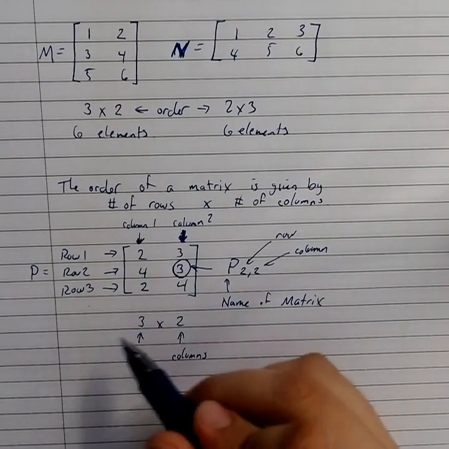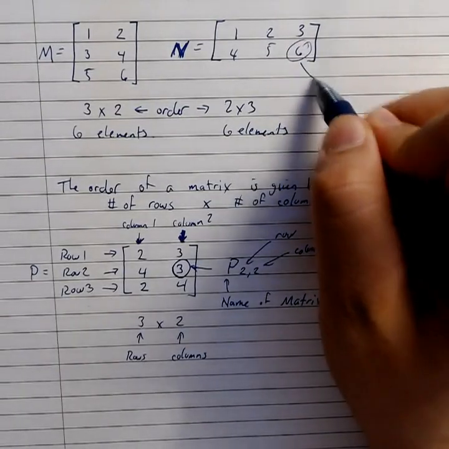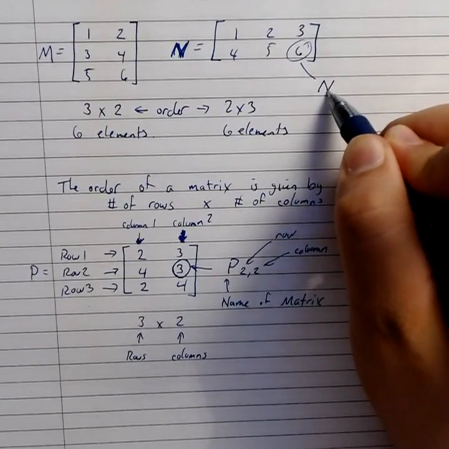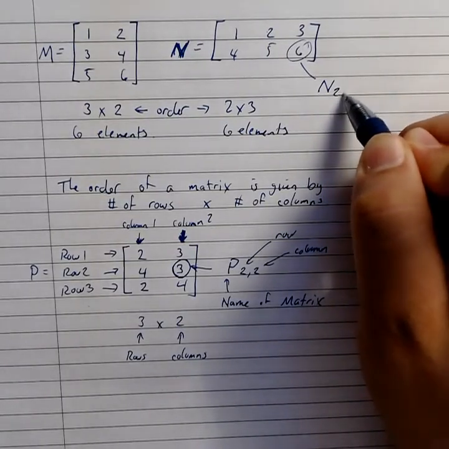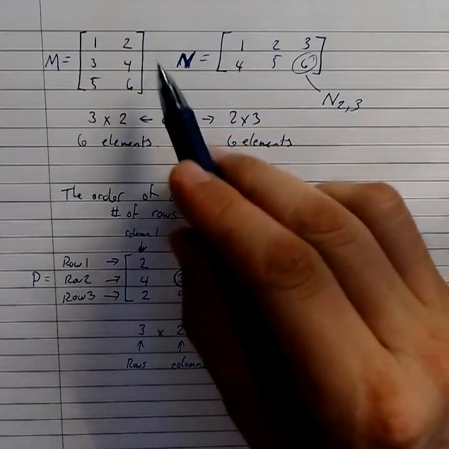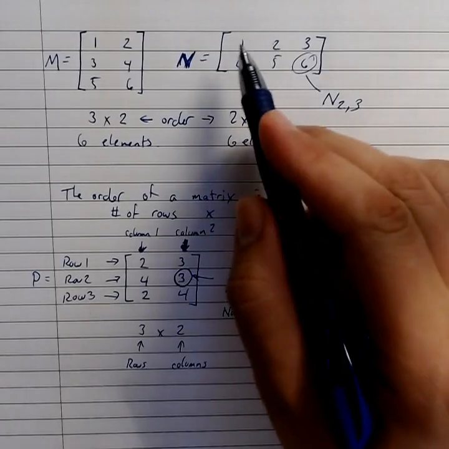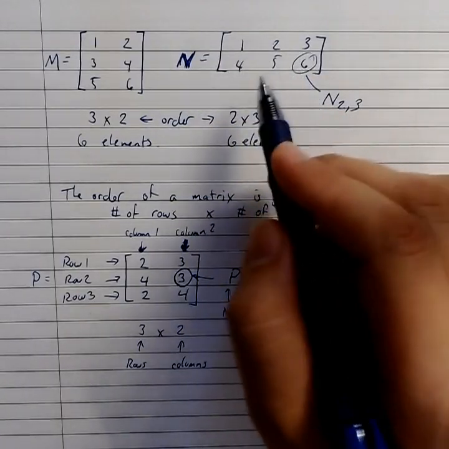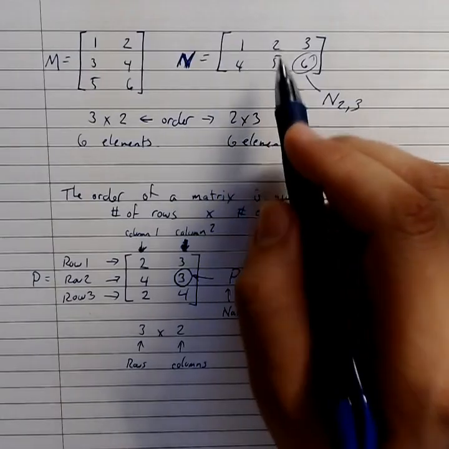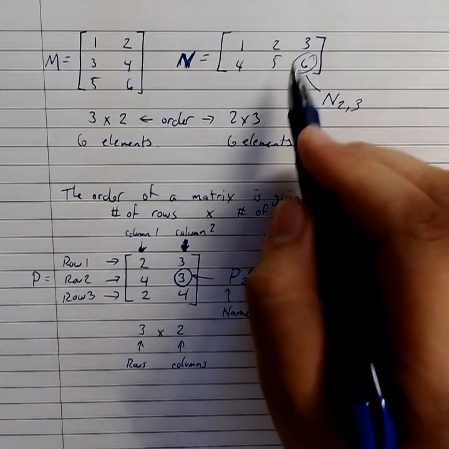Okay. If I was looking at this element up here, this one would be labeled as N2,3, because it's the element that's in the matrix N, so that's the first symbol, and then it's in the second row, and it's in the first, second, third column. So it's in matrix N, second row, third column.